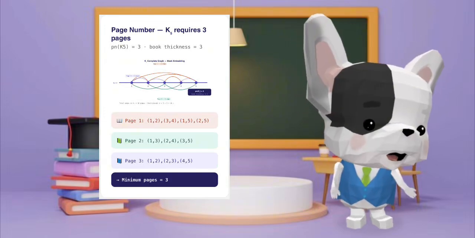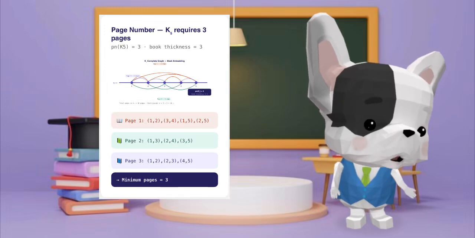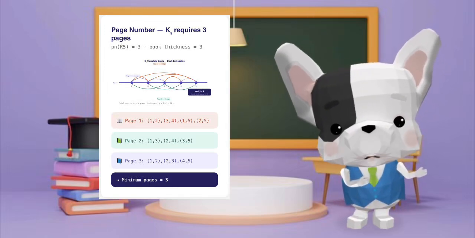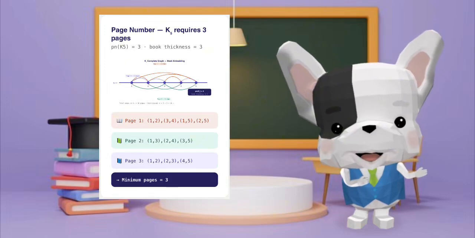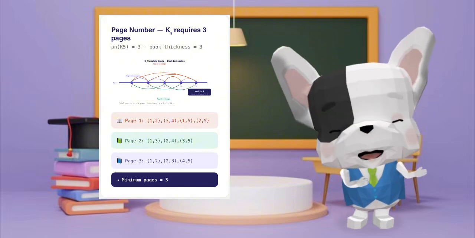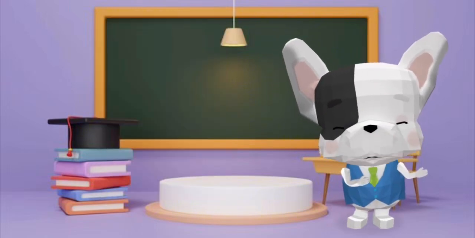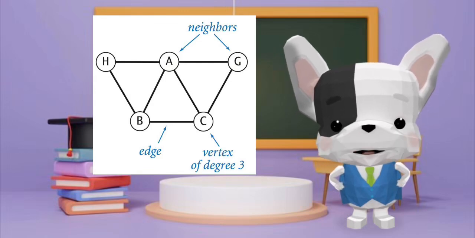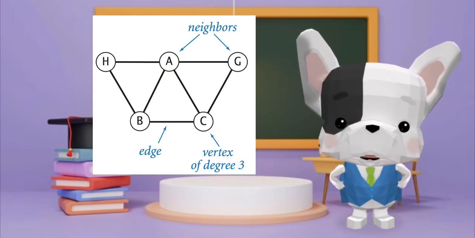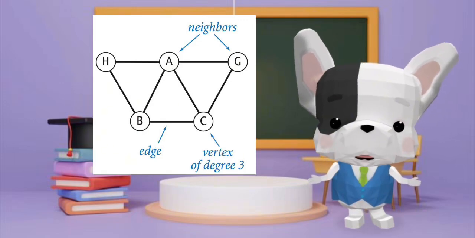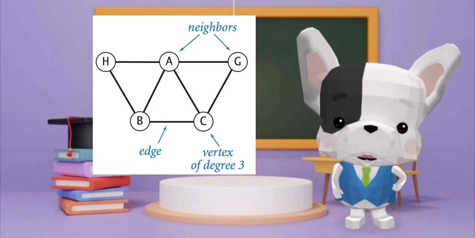A graph with page number 1 is called an outerplanar graph. It can be embedded in a single half plane with all vertices on the boundary. A graph with page number 2 is a Hamiltonian graph, meaning it has a Hamiltonian cycle. For example, the complete graph K5, which is the graph with 5 vertices where every pair of vertices is connected, has a page number of 3. This means K5 requires at least 3 pages for its book embedding.